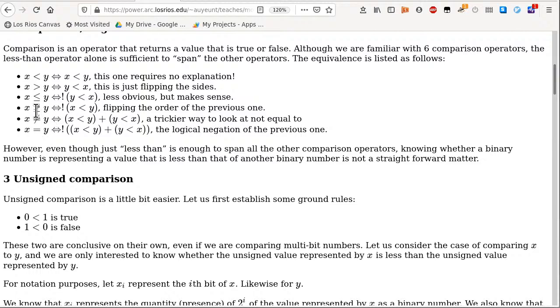The next one is just flipping x and y, because x is greater than or equal to y is really saying the same thing as x is not less than y. Okay, so we got 4 of them now. The fifth one is x does not equal y. X does not equal y if and only if x is less than y or y is less than x. Okay, so are we still doing okay so far with these 5 comparison operators?